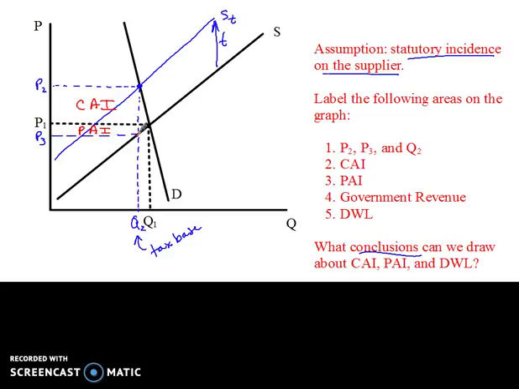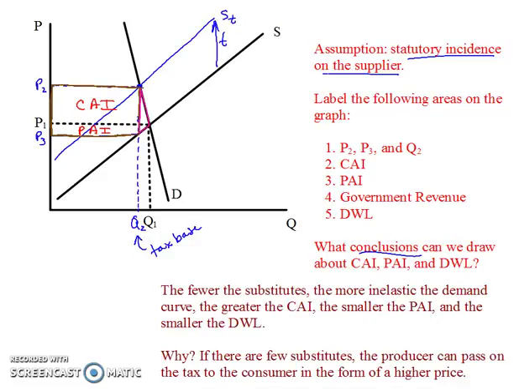And then the government revenue is going to be the entire area of consumer and producer actual incidence. That's the revenue collected by the government. And then finally, on the end here is going to be our deadweight loss. So what are some conclusions that we can draw?